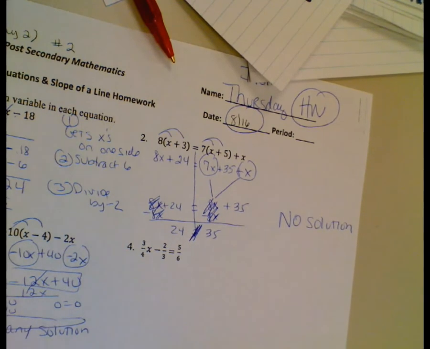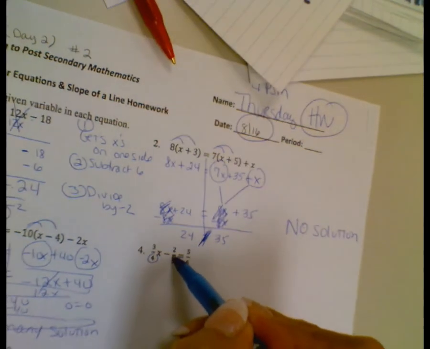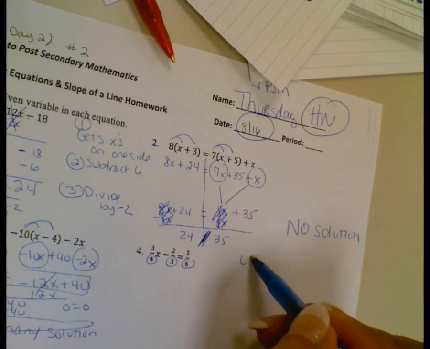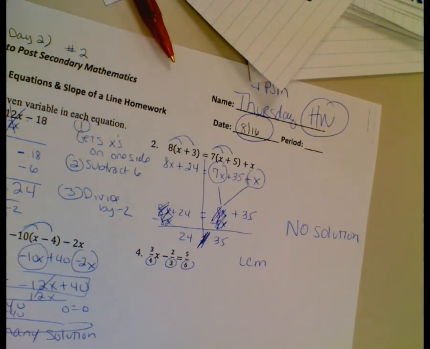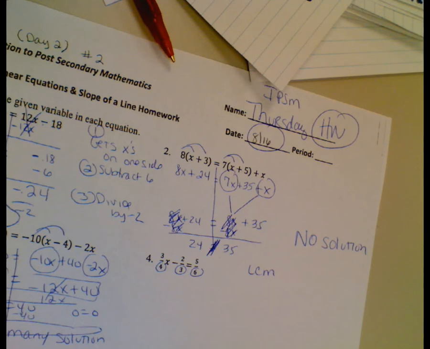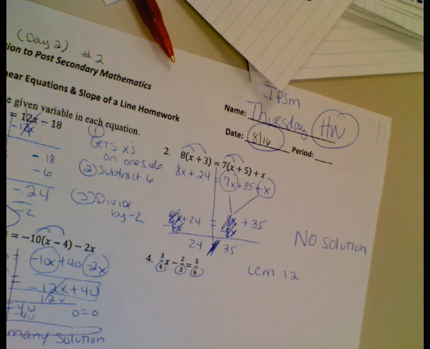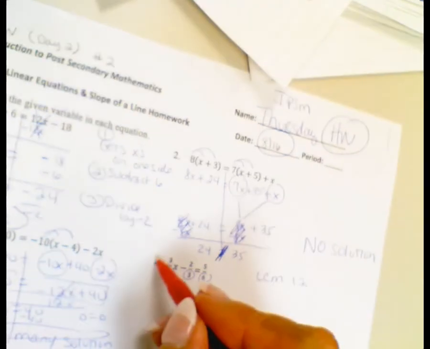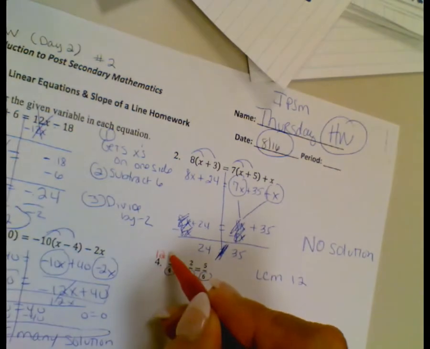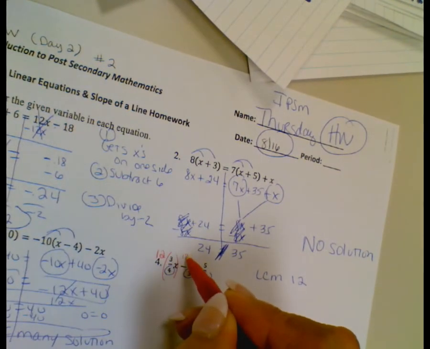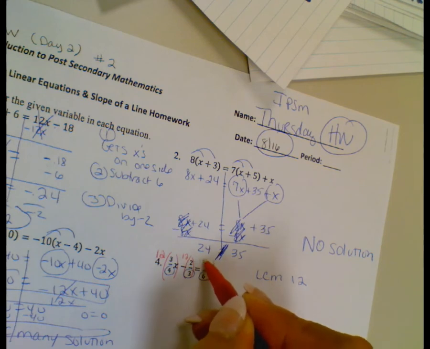Fractions. What do we do with fractions? Remember, circle the 3 denominators. What is a common multiple, the LCM, of 4, 3, and 6? What's the number they all go into? Are you guys saying 24? They all go into 24, don't they? Is there a smaller one? How about 12? Do they all go into 12? I think the LCM is 12. So what we're going to do is we're going to multiply each of these terms by 12, like that.